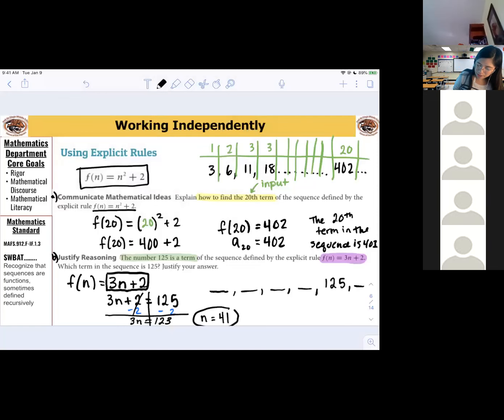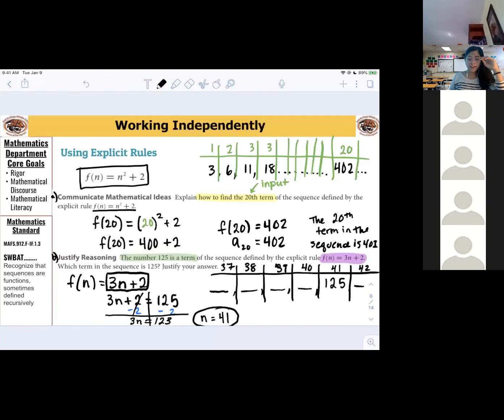So I know now that the input that gives me 125, the input is 41, the output is 125, which means that if I were to make this into a table, this would be number 41, this one would be number 40, 39, 38, 37, and so forth, and 42, just like that. This is definitely the trickiest thing you're going to have to do if they ask you this on a test. But remember, at the end of the day, try and see, is it asking me for the input or is it asking me for the output?